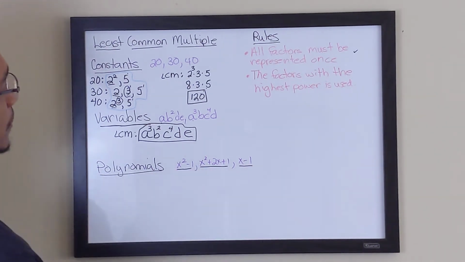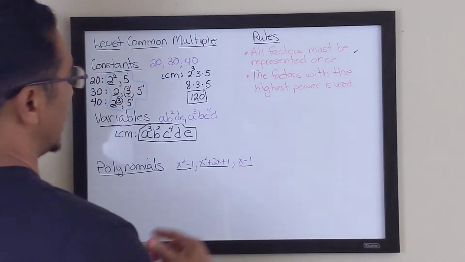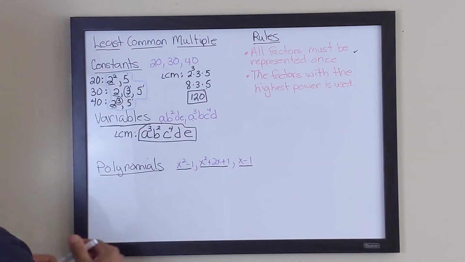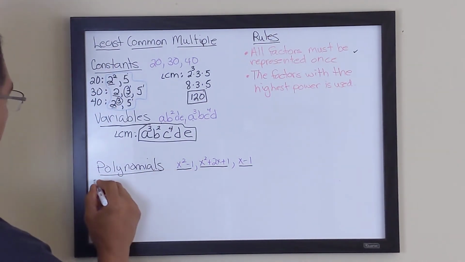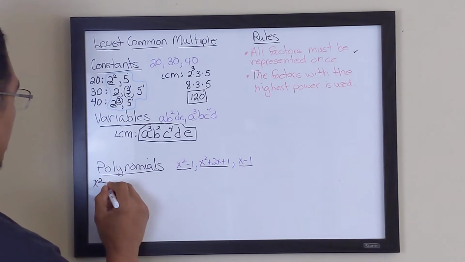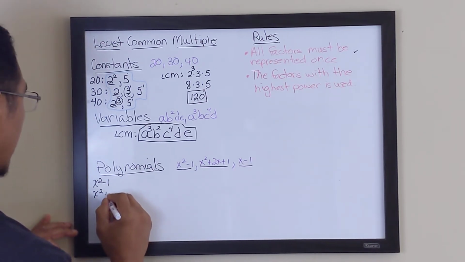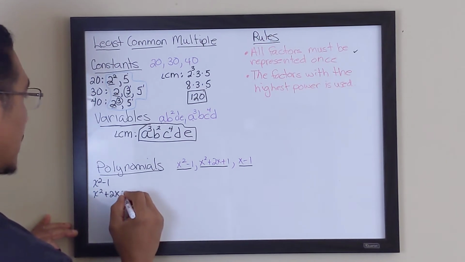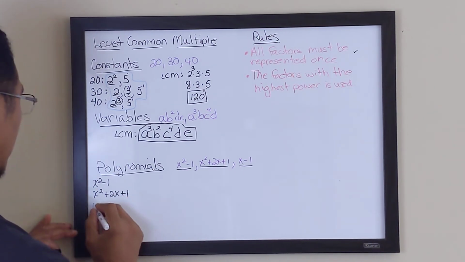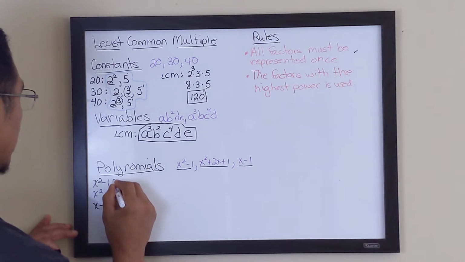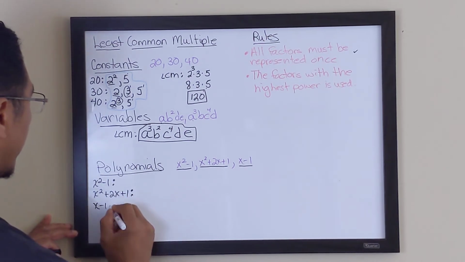We have to break them down, find their factors, and then put them in the LCM. All right, so I'm going to write this down here: x squared minus 1, and then the other one is x squared plus 2x plus 1, and then x minus 1. So these are our numbers that we're trying to break down.